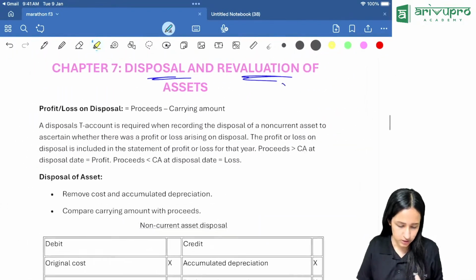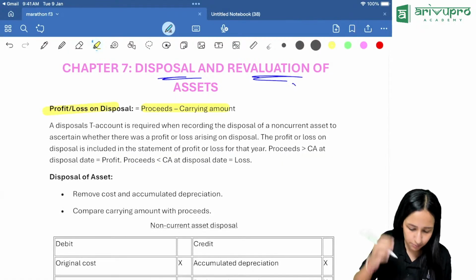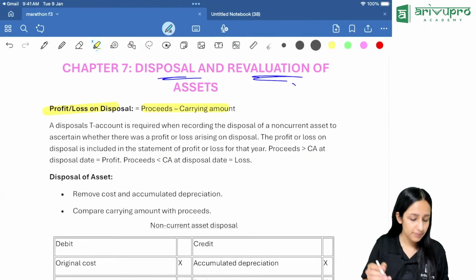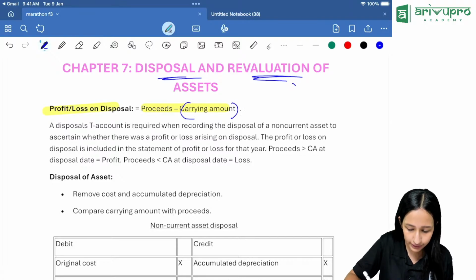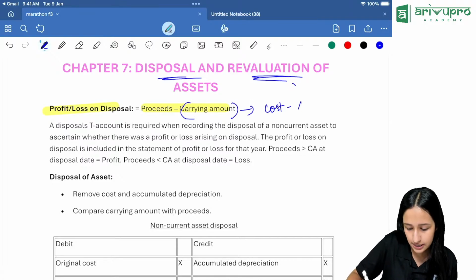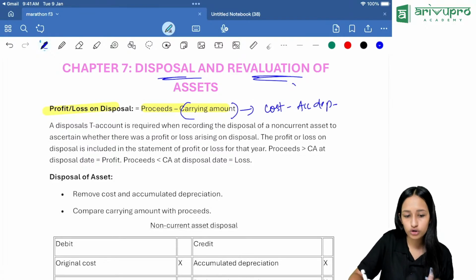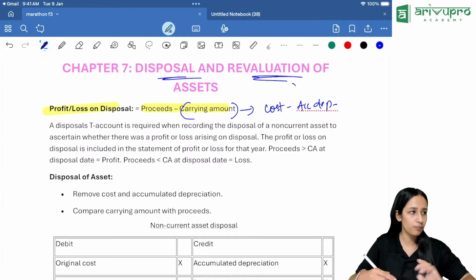Okay, for this one, how do you know whether there's a profit or loss on disposal? Proceeds minus carrying amount. What is carrying amount? Again and again I'm telling you, it is cost minus accumulated depreciation. What depreciation you've been accumulating from day 1.